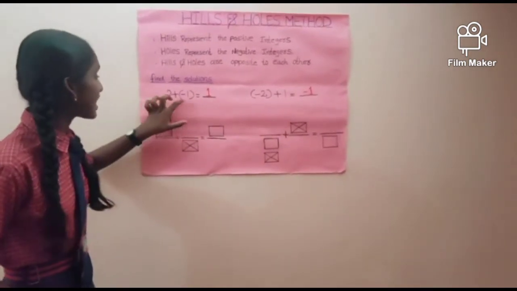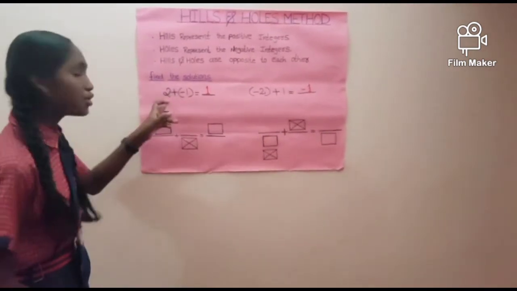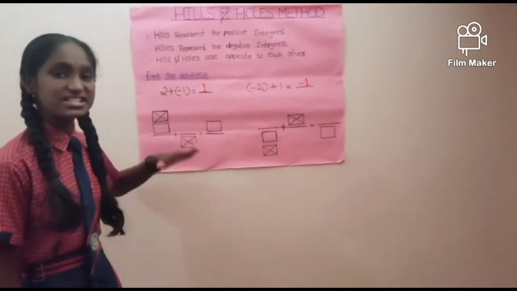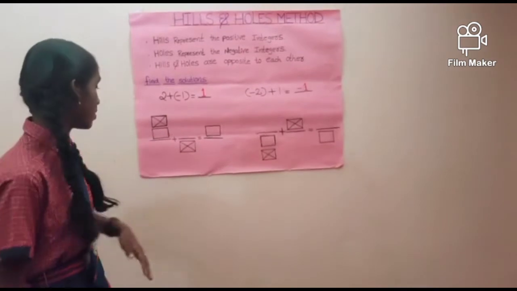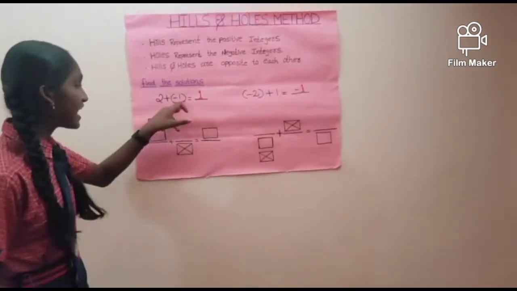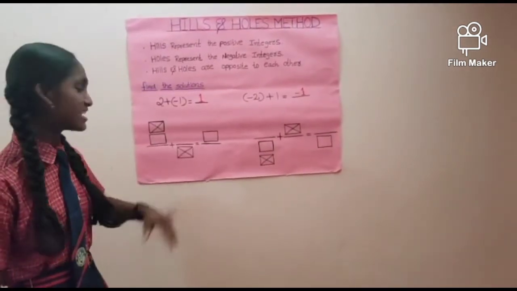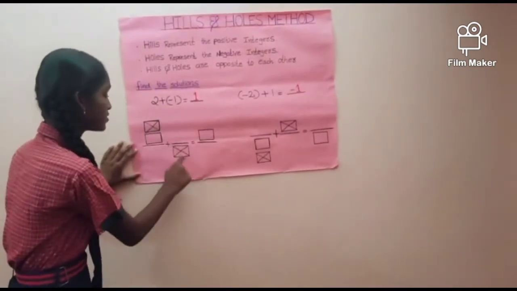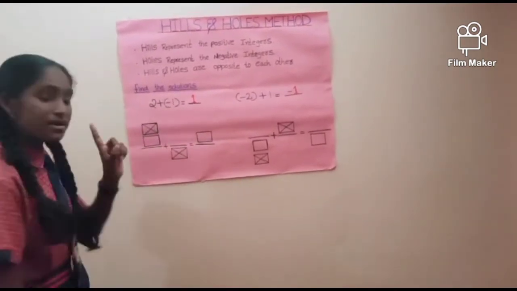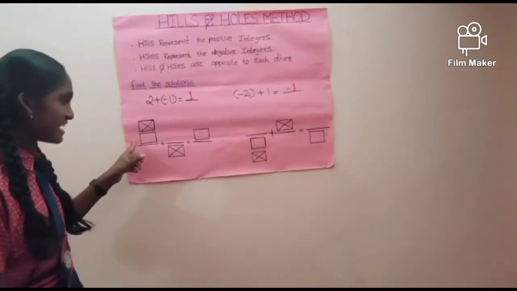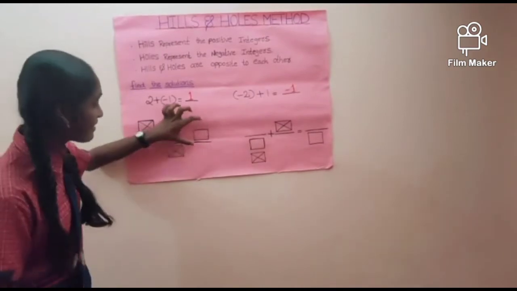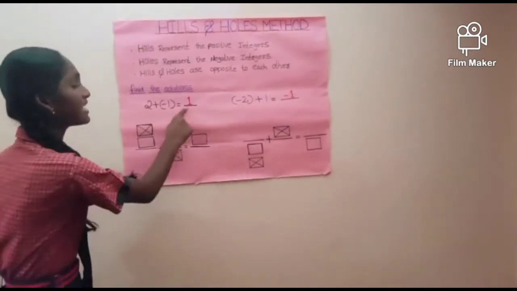See, 2 plus negative 1 is equal to dash. So is 2 a positive or negative integer? It is a positive integer. That's why we take 2 boxes upside. And negative 1 is below the ground level. That's why we take 1 box downside. So from the 2 we minus 1. How many boxes have left? 1 box has left, in the positive side. So that's why we take 1 box on the positive side. So 1 is the answer.